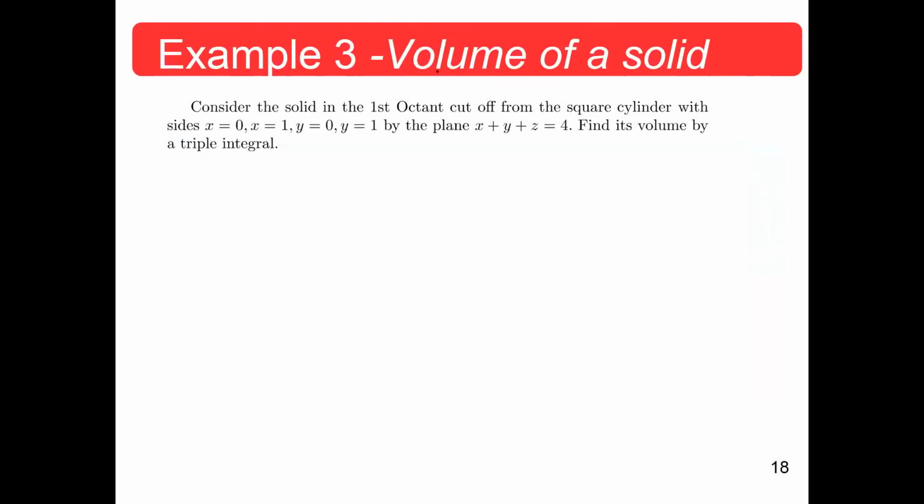Volume of a solid, example 3. Consider the solid in the first octant. The first octant is like the first quadrant, so x is positive, y is positive, and z is positive. It is cut out from a square cylinder with sides x equals 0, x equals 1, y equals 0, y equals 1 by the plane x plus y plus z equals 4. Find its volume by a triple integral. Okay, let's go ahead and first of all sketch our graph.